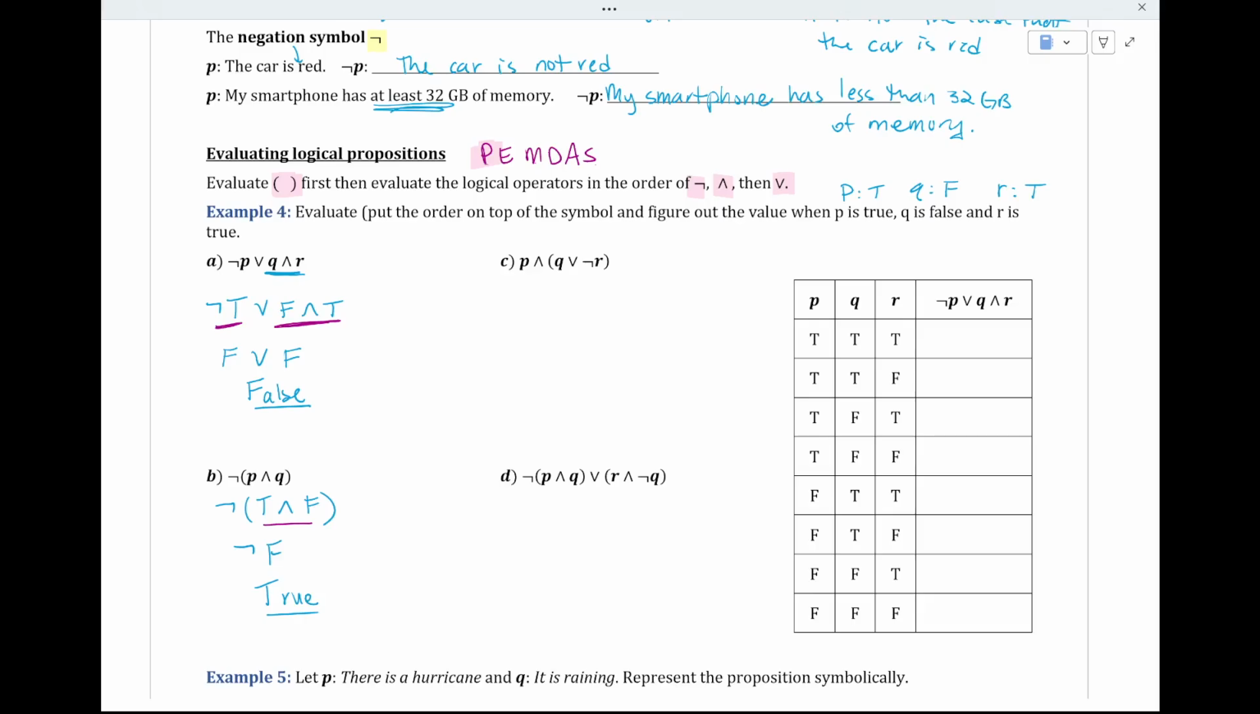Keep going with part C. First, I'm going to write true and false or not true. The first thing I'm going to do is the not true, so true and false or false. Now I'm going to do the parentheses: false or false is false, true and false, which is false.